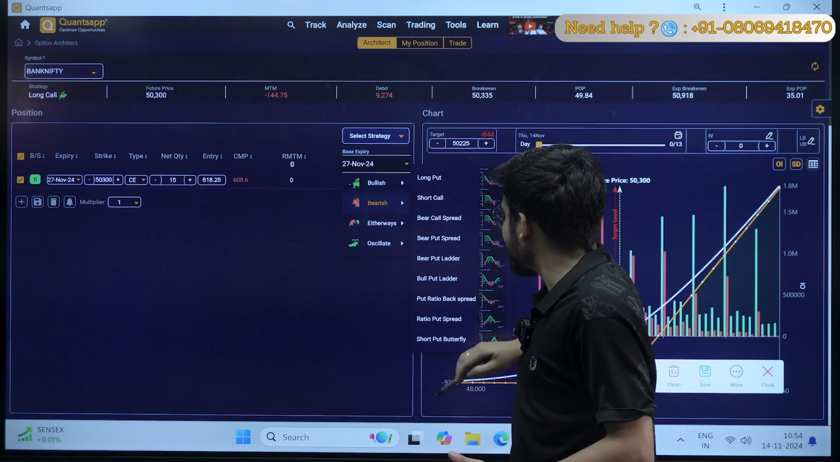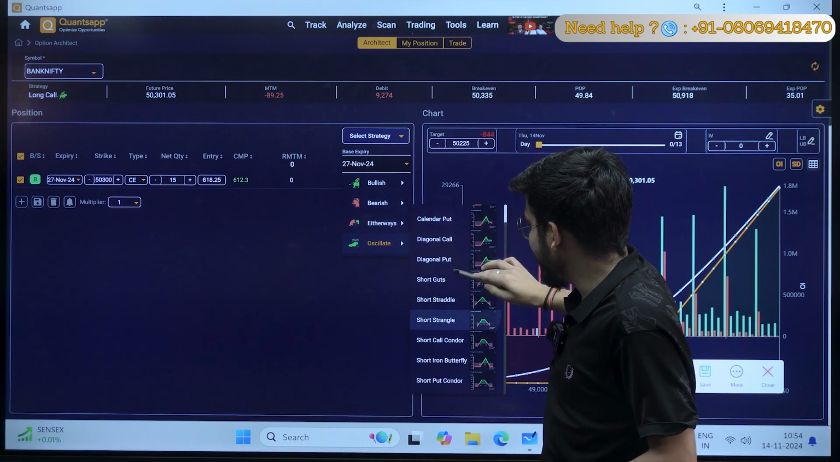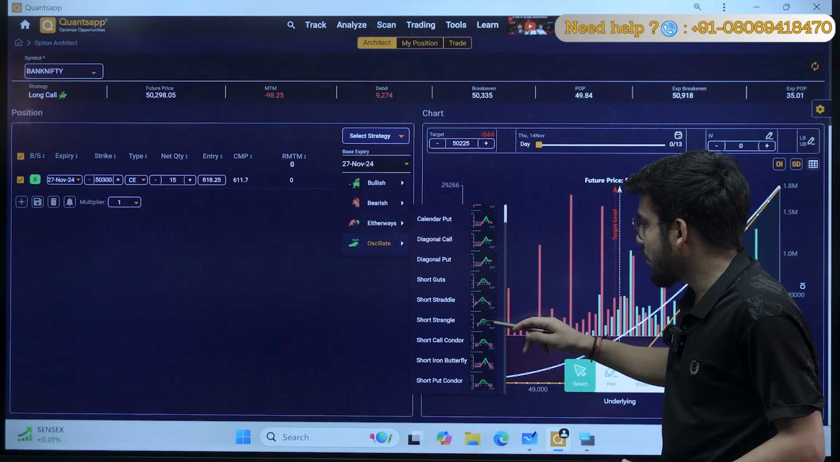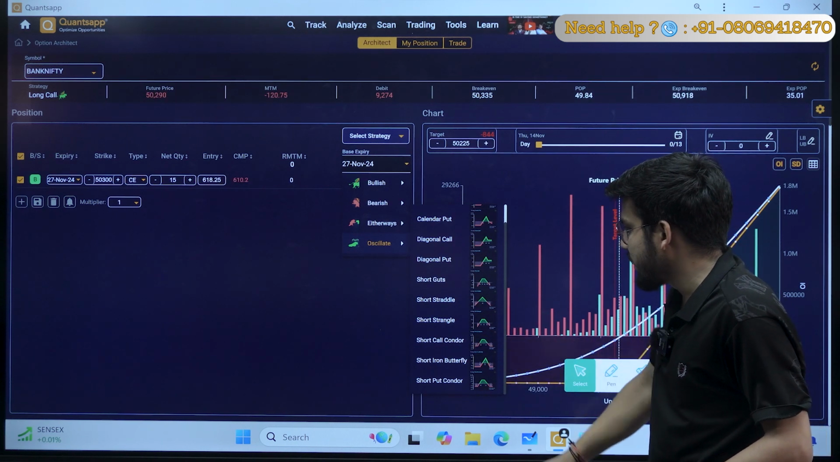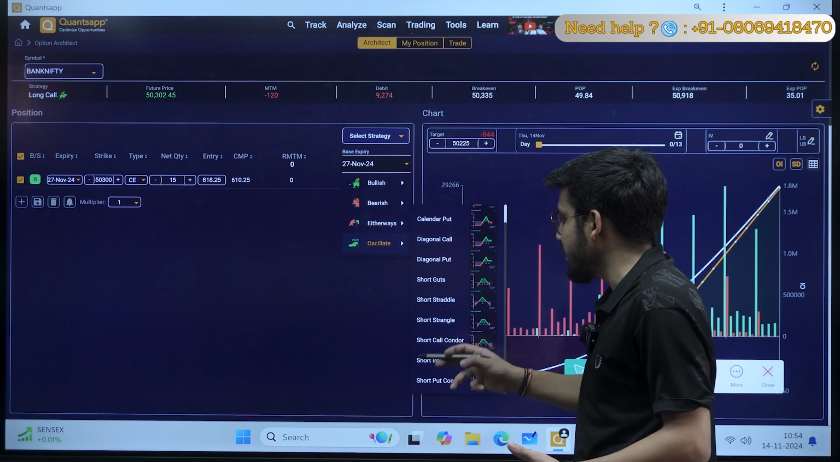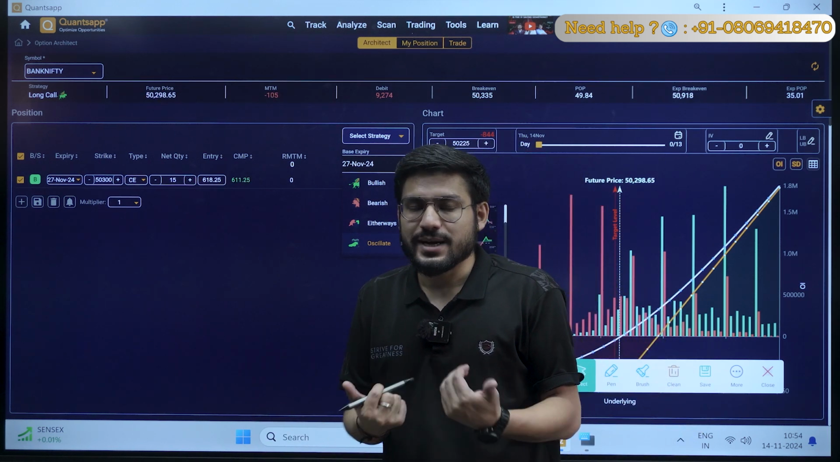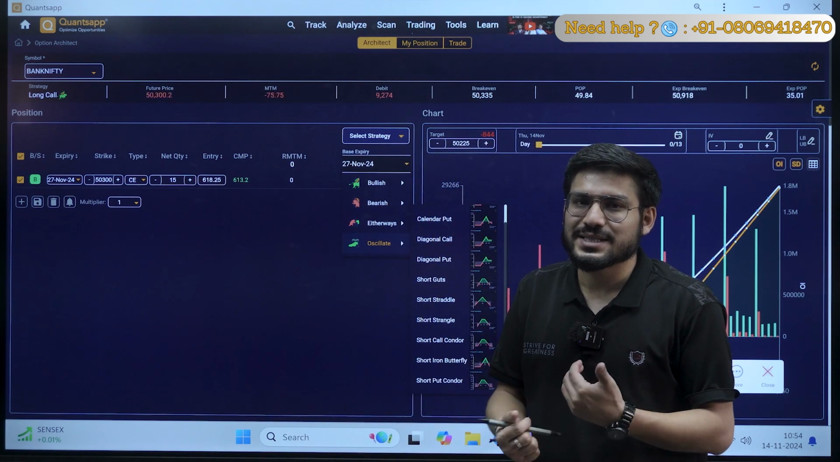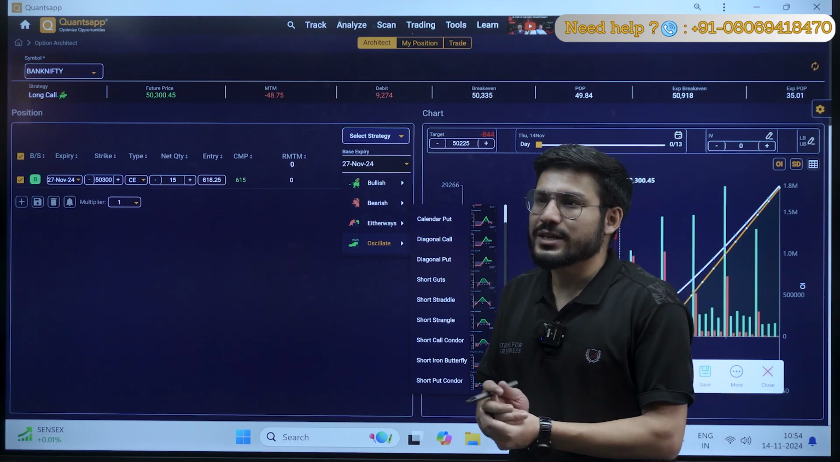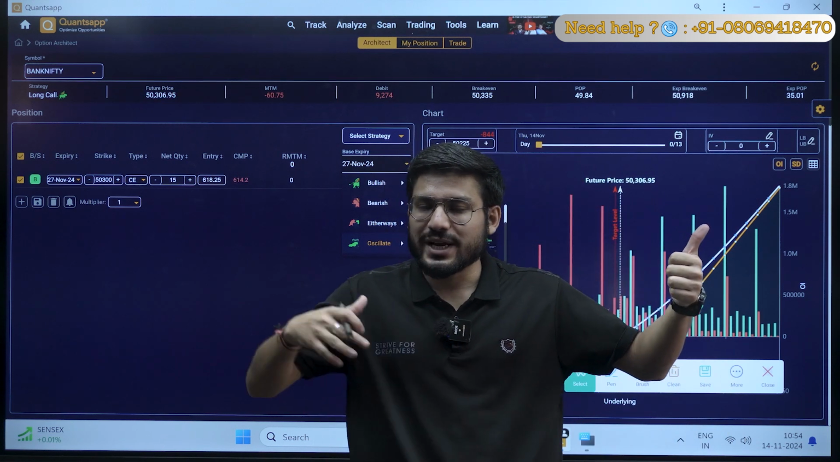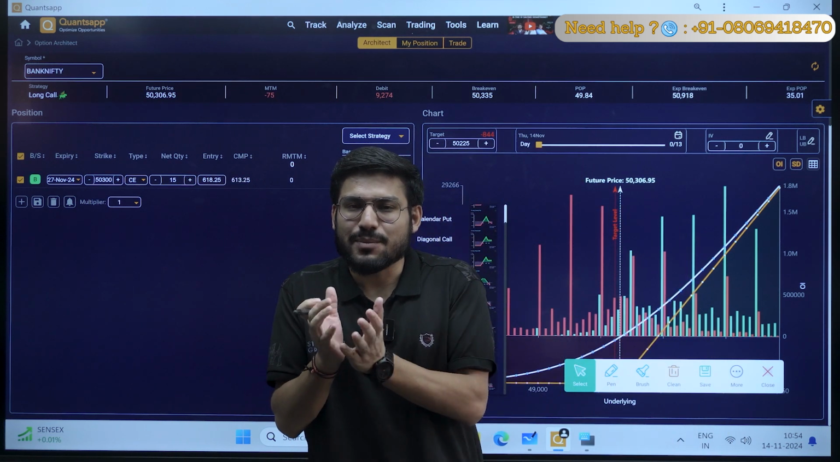Or you can just make a short straddle. Okay, and you can go with the short call condor, you can go with the short iron butterfly as well, right? Now when I'm talking about buyers, what strategies can the buyers apply when the market is in momentum? The first one is they can go with the naked call or naked put, but that will increase some risk there.